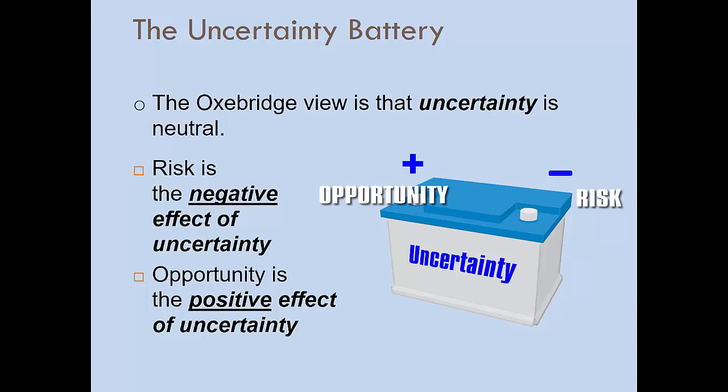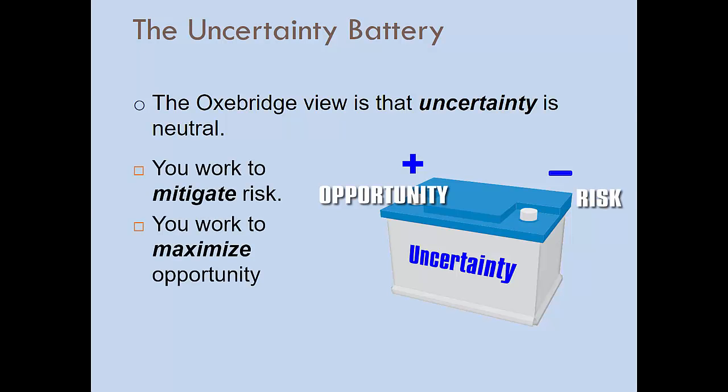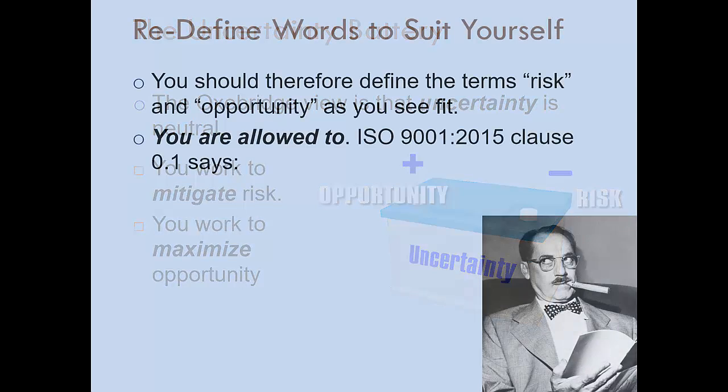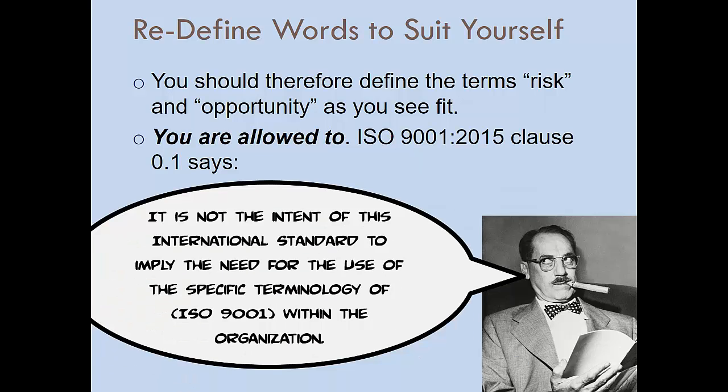Some people use the word threat for risk. That also works, right? Keep in mind this: you work to mitigate or minimize risk. You work to maximize opportunity. Therefore, you cannot treat them the same. You have to, therefore, redefine the terms risk and opportunity as you see fit. This is something people didn't know they were allowed to do. You are allowed to, within your quality management system, redefine the word as you see fit, even if that contradicts the literal definition provided in ISO 9000, and you're allowed to.